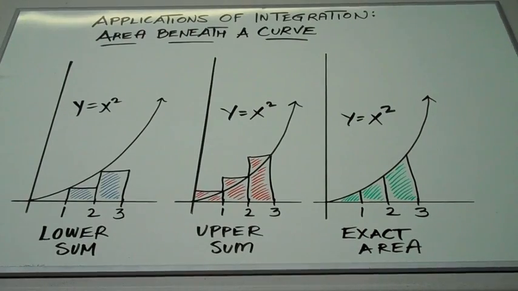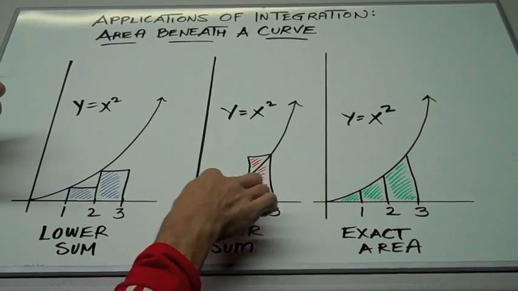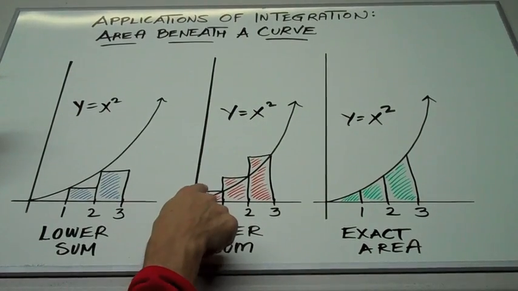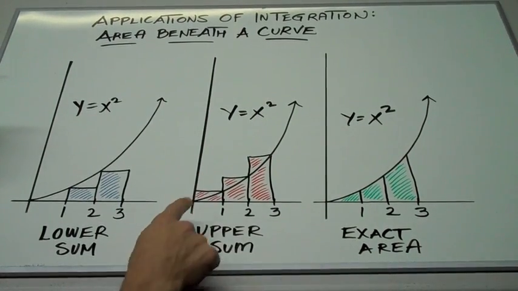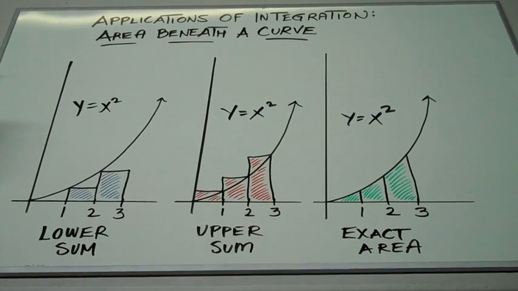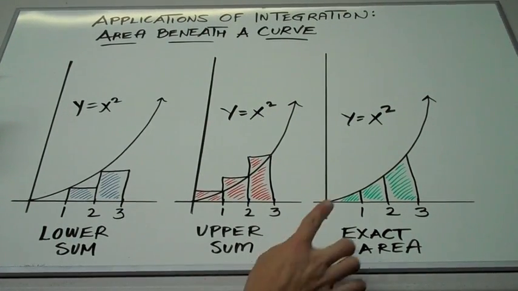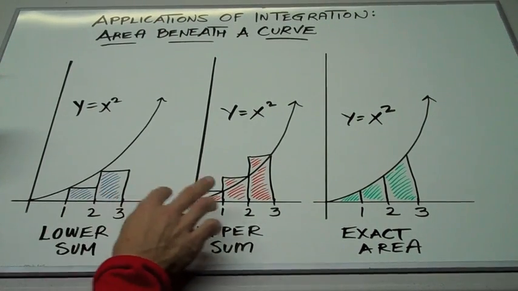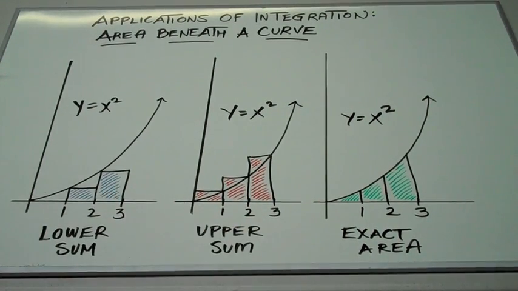If I consider the upper rectangles, going up from 1 and taking a left and making 3 different rectangles, I also get an estimate of the area under the curve, but I overestimate that area because these red areas above the curve are extra. And in green over here we have the exact area. If we increase the number of rectangles from 2 or 3 up to 10, 20, 100, the number of rectangles n is getting higher and higher, and our approximation is getting better and better.